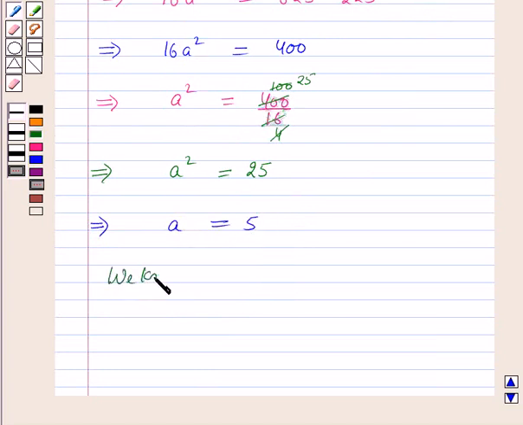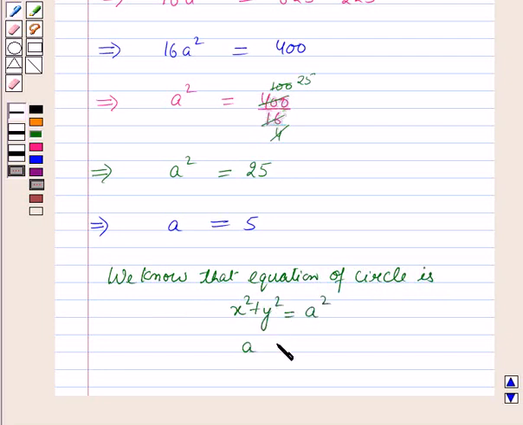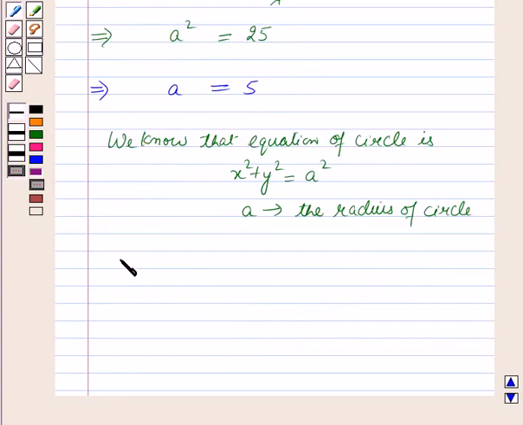Now we know that if the equation of the circle is x² + y² = a², then a represents the radius of the circle. Hence, the radius of the circle, which is a, is equal to 5 units. So this is the solution of the given question, and that's all for this session. Hope you all have enjoyed the session.